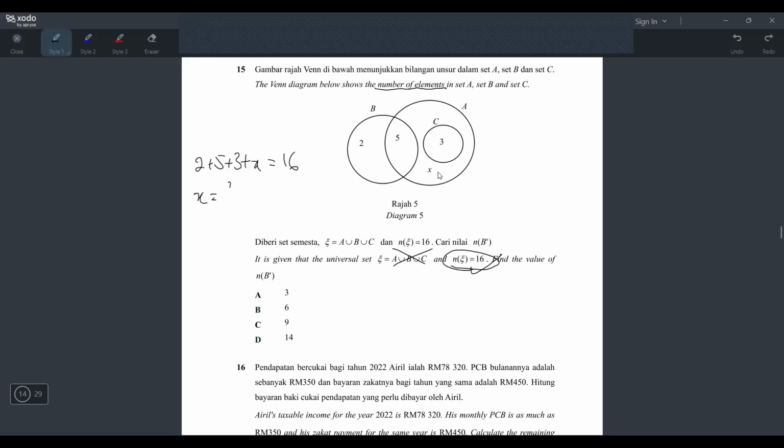Now only I can focus on finding the number of elements in B complement. Hey, the answer is not 6. The answer is not 6, B. No. We haven't finished it. We have to look for B complement. So what is the number of elements in B complement?